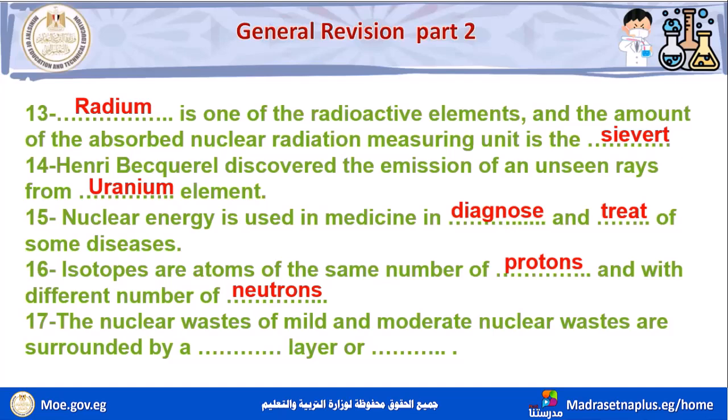Question number 17: The mild and moderate nuclear wastes are surrounded by a cement layer or rocks.